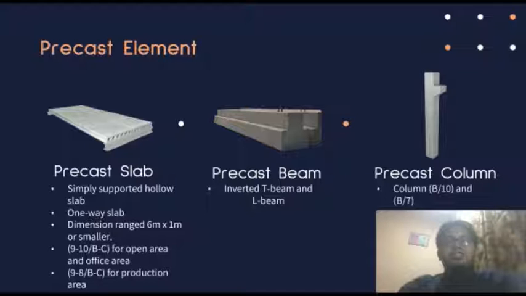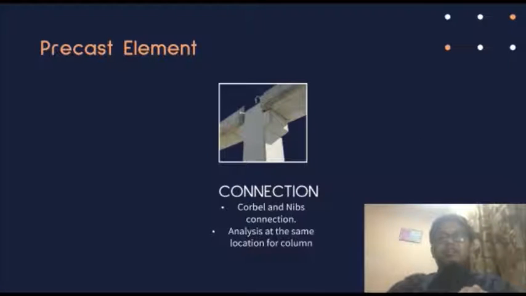Below is the location of the precast slab. Next is the precast beam. We use the inverted T-beam and L-beam. Then for the precast column, the location is at column B10 and B7. Last, for the connection, we decided to use the corbel and nips connection. And for the analysis, we refer to the location of column before this. That's all from me. I will pass the presentation to my friends.